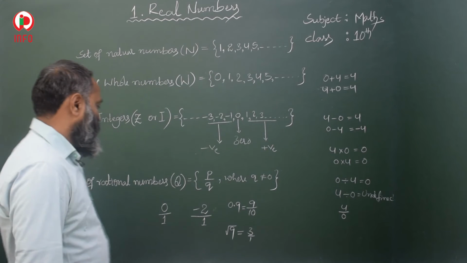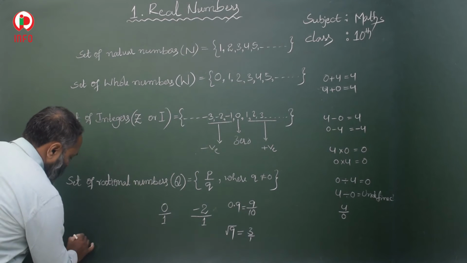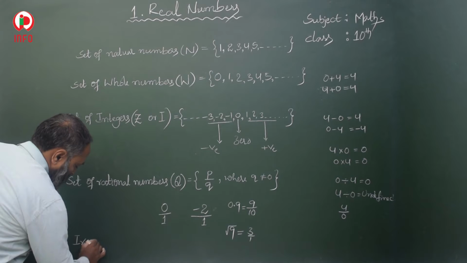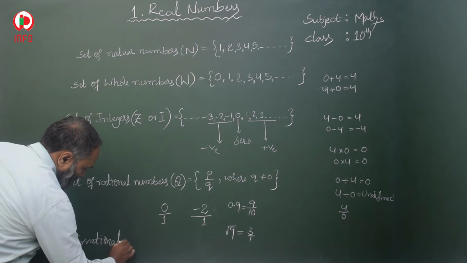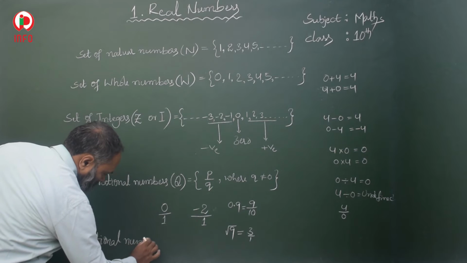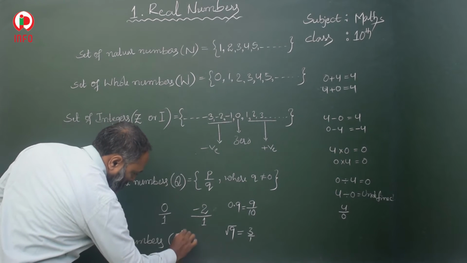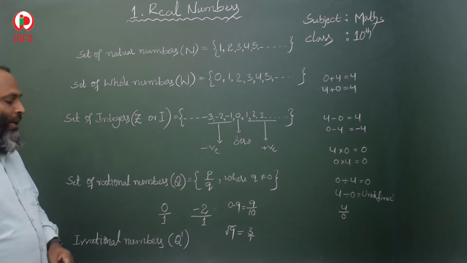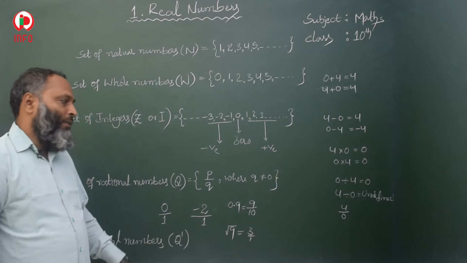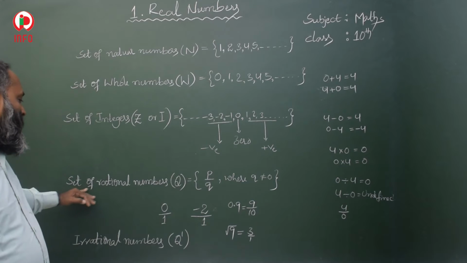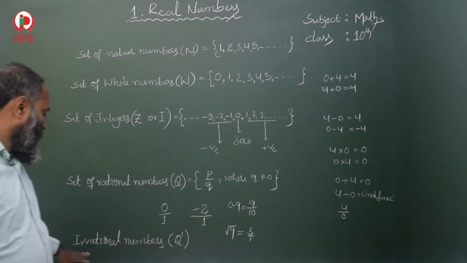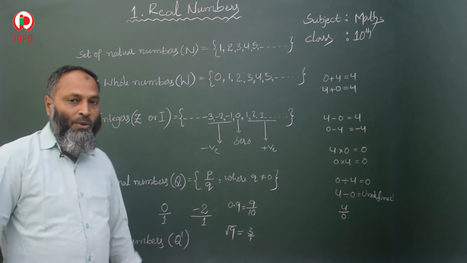Irrational numbers are represented with q dash. So, rational numbers are represented with q and irrational numbers are represented with q dash.